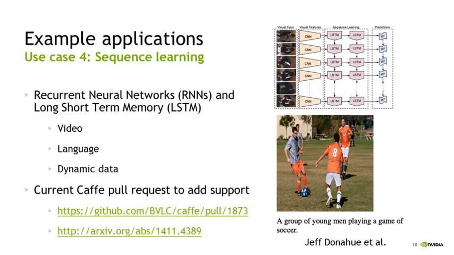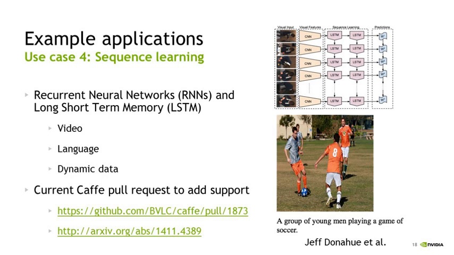There's a great deal of interest currently in the deep learning research community in sequence learning. So that is data which has a temporal component where the sequential changes in the data provide additional information that helps you classify the data or predict what the next thing you will see is. There is, again, a pull request to add support to Caffe for recurrent neural networks and long short-term memory networks, which are two popular approaches to sequence learning, and this can be applied to video, language, or dynamic data.